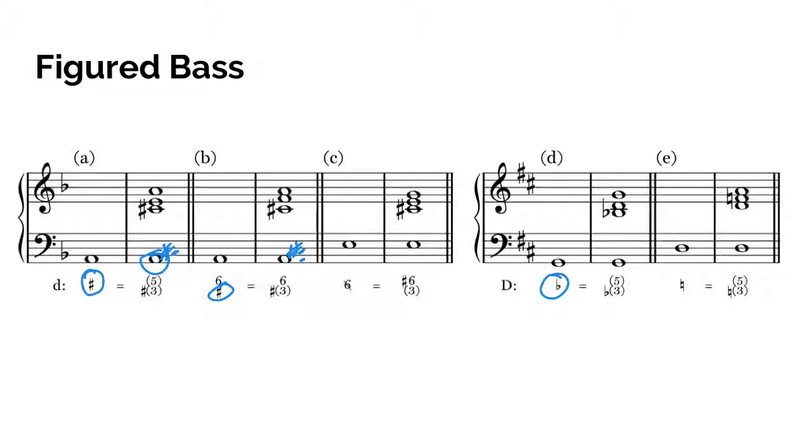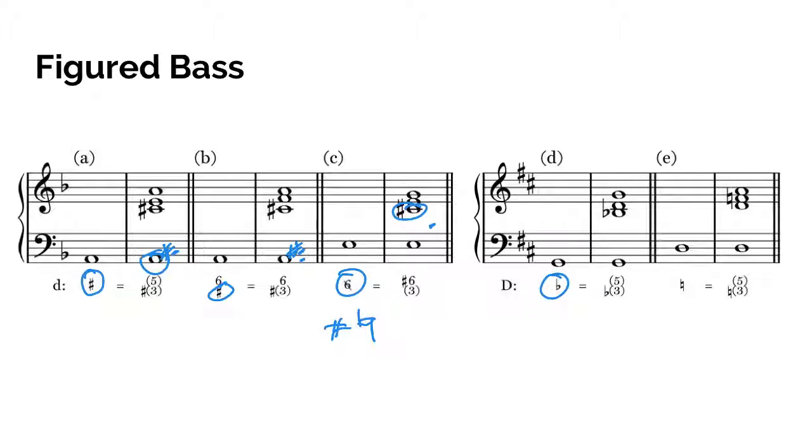Now, the slash notation means you raise the pitch a sixth above the bass note. That's either using a sharp, or if you have to use a natural, use a natural. So what's a sixth above E? Which is C, and then it becomes a C sharp.